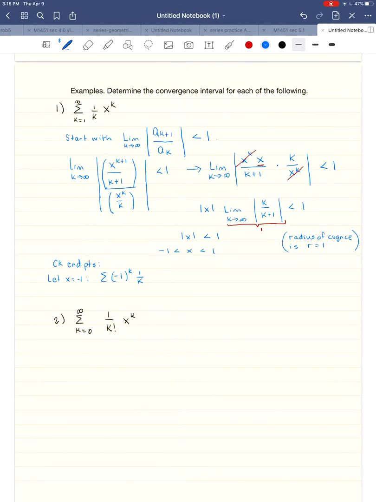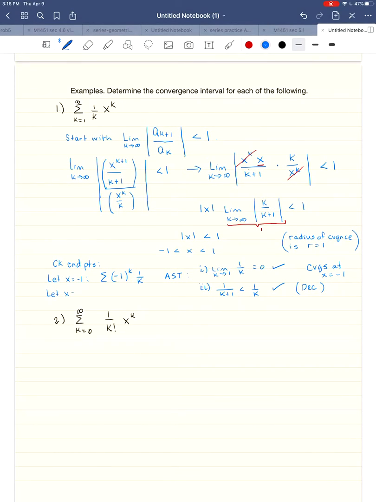If you remember, this is the alternating harmonic series, and we showed that it converged by the alternating series test. The alternating series test had two parts. We have to show that the non-alternating part goes to 0, and we have to show that the non-alternating part is decreasing. So just an observation that 1 over k plus 1 is a smaller fraction than 1 over k, so that means it is a decreasing sequence. So by the alternating series test, it converges at x is equal to -1.